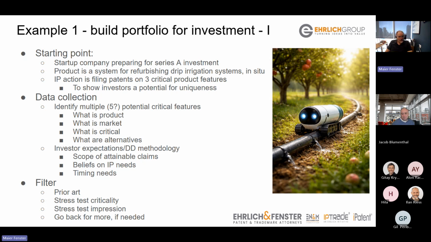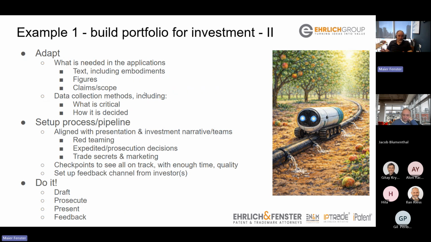Next thing we do is we have to filter, okay? So we had 5 potential critical features, but maybe there's prior art. Maybe if you look more deeply, it's not critical. Maybe if you look more deeply, you'll see it doesn't make the right impression on the investors. And if you can't find enough, you're going to go back and look for more. We've done all of that.